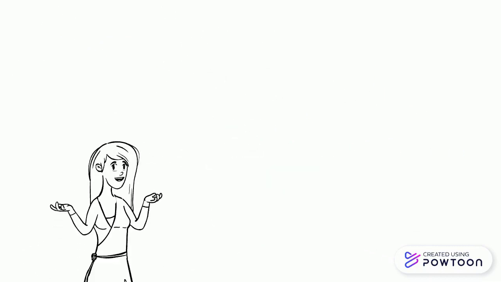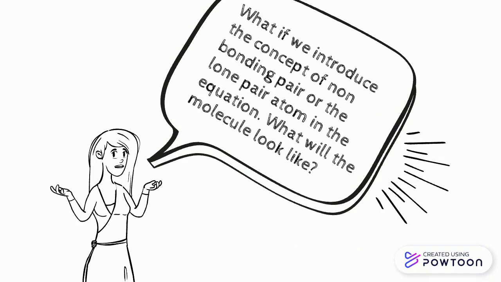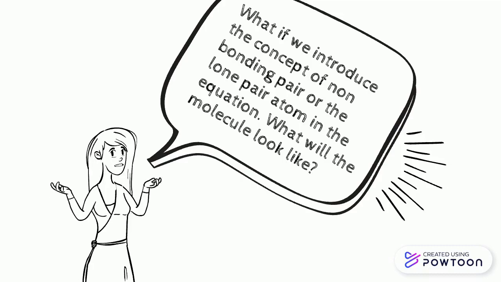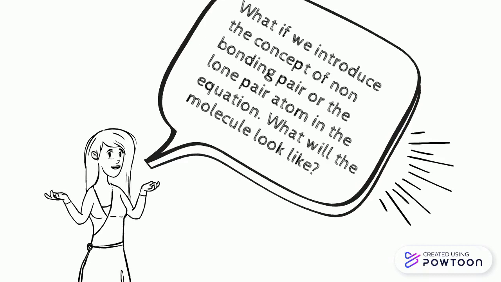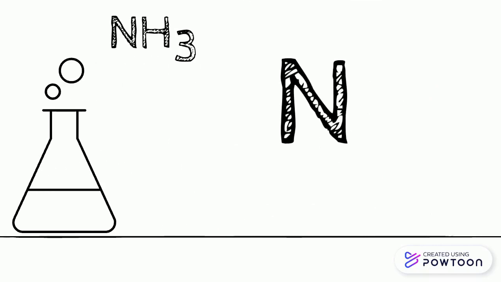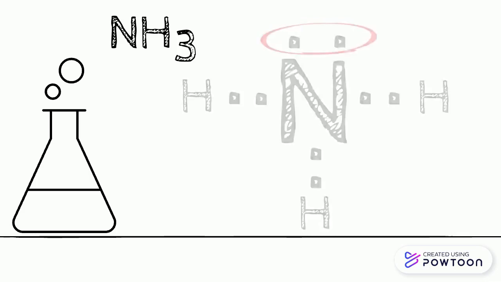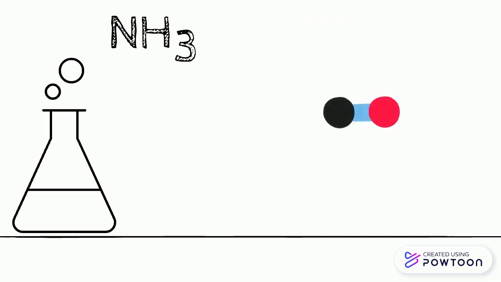The two previous examples only discuss the geometry of molecules that only have bonding pairs. What if we introduce the concept of a non-bonding pair, or the lone pair, in the equation? What will the molecule look like? Let's consider ammonia. Nitrogen has 5 outer electrons and only forms 3 bonds with hydrogen atoms. Then, one of the pairs must be a lone pair. Following the VSEPR theory, the electron pairs will arrange themselves in a tetrahedral manner.